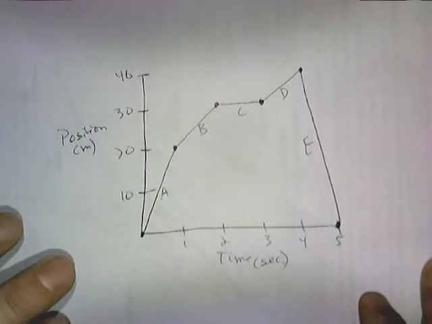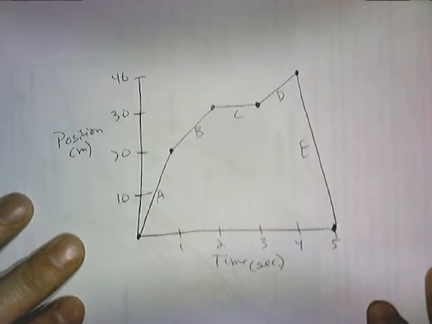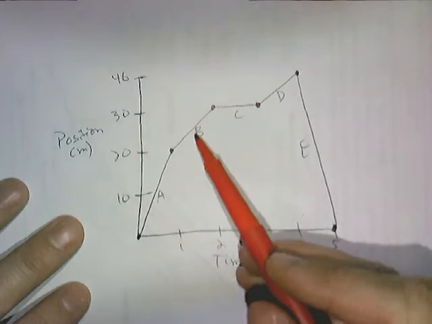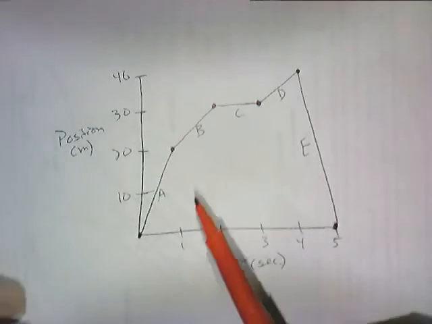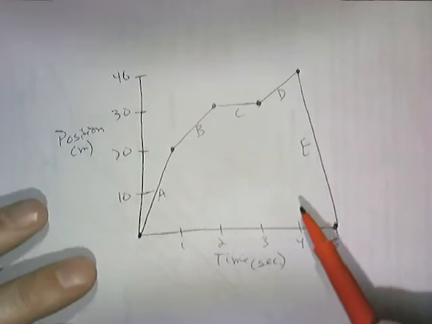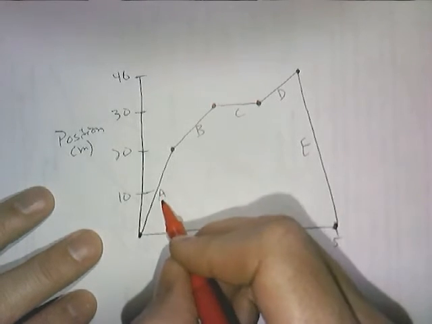So let's get a little bit more complex here. Let's see if we can do this one. So here I have segments A, B, C, D, and E. I'm going to ask you a couple different questions and I'll go through solving them. I'm going to ask you, what is the speed for segment A?